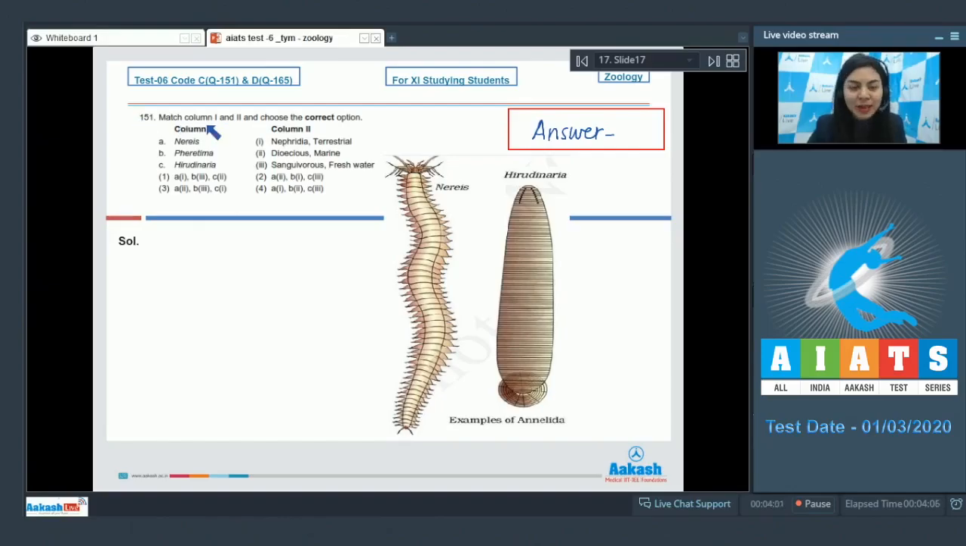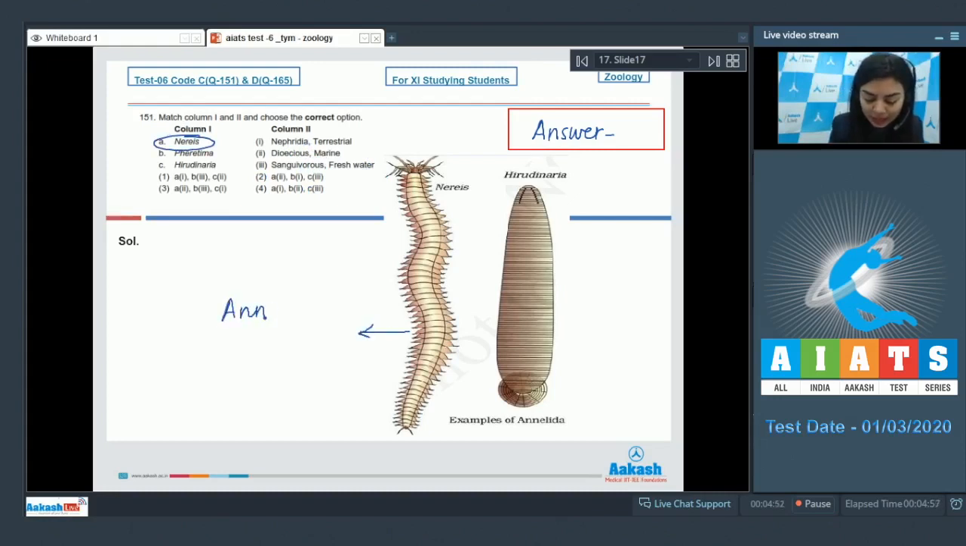Question 151. Match column 1 and 2 and choose the correct option. Column 1, Nereis, Pheretima, Hirudinaria. Column 2, Nephridia and terrestrial, Dioecious marine, Sanguivorous, freshwater. Let's look at A of column 1, Nereis, also shown here.